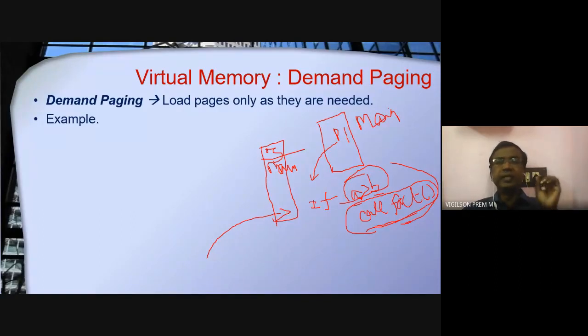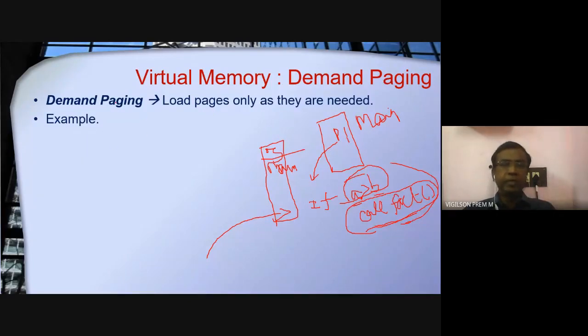Like this, a segment may have 10 different partitions. All the partitions will be stored only if required. So now you see this, load pages. Page means what? A partition of your user program. Let it be equal partition, let it be variable size partition, let it be segmentation partition, whatever may be the partition. Only load the pages as they are needed, or whenever required. At that time only you are going to load the program into main memory.